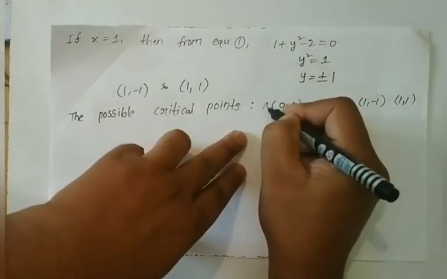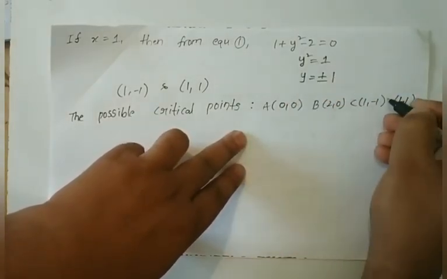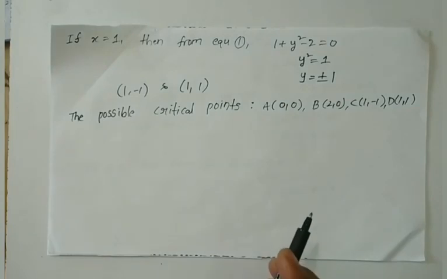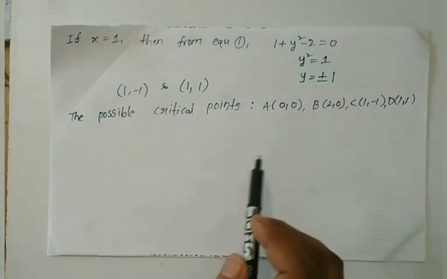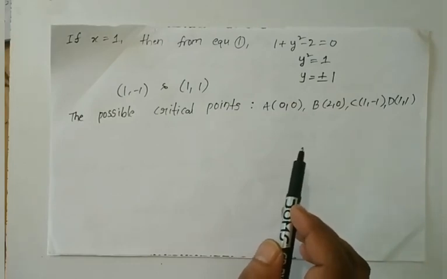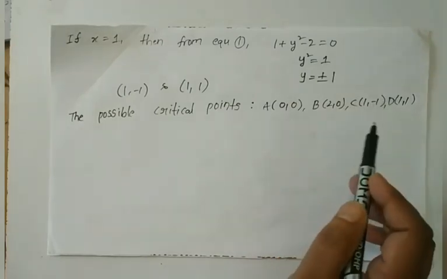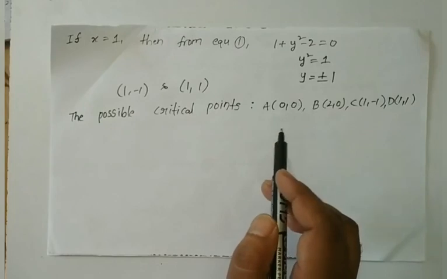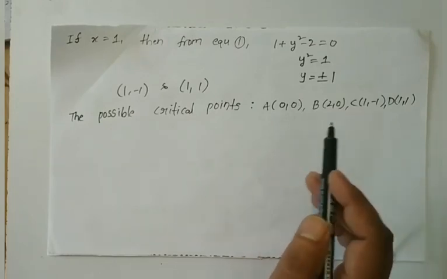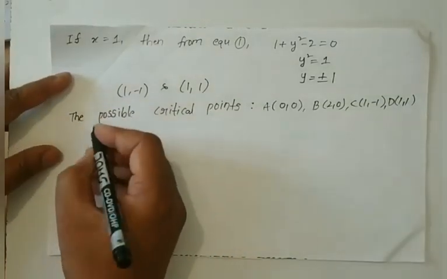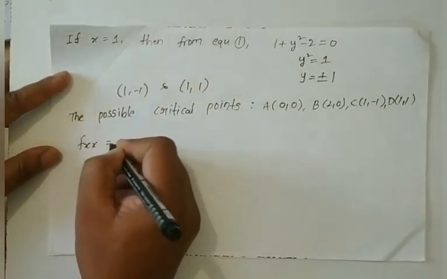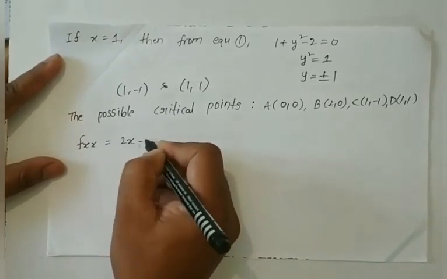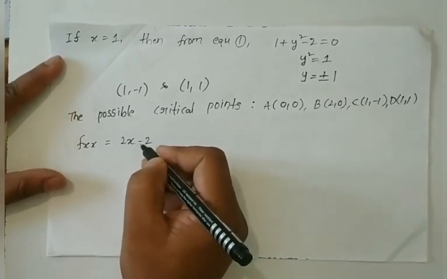Suppose this is the point A, this is the point B, this is the point C, this is the point D. Now let us find fxx, fxy, fyy at all 4 critical points. So now let us find fxx, fyy, fxy. Tell me fxx. 2x minus 2.